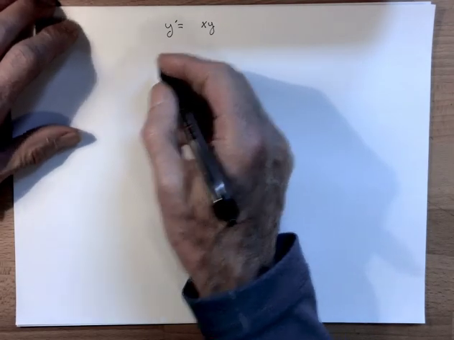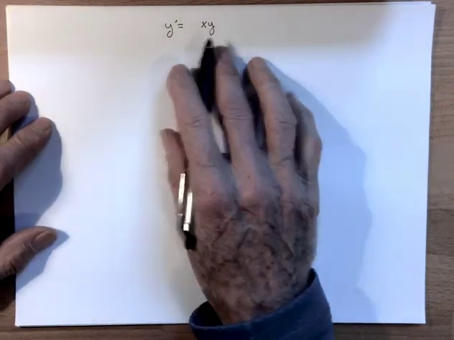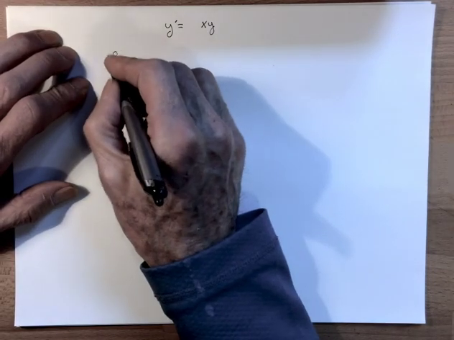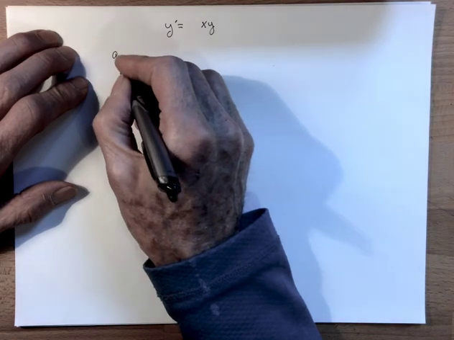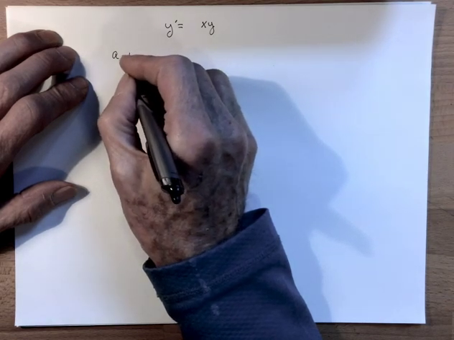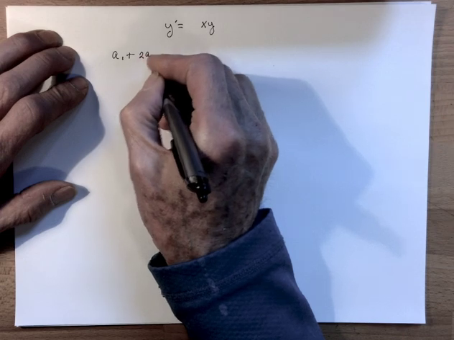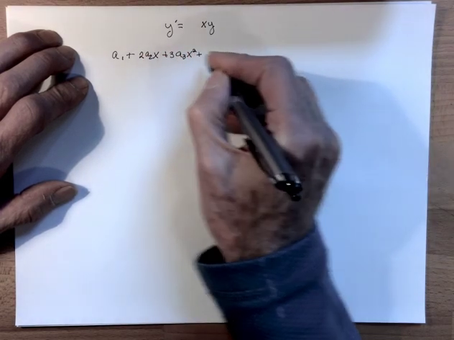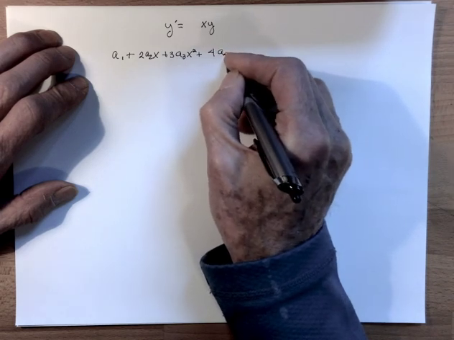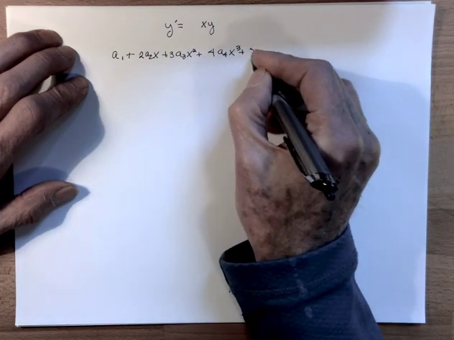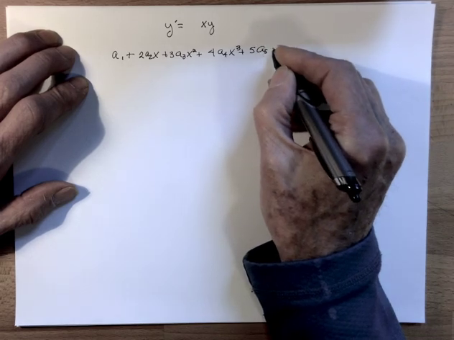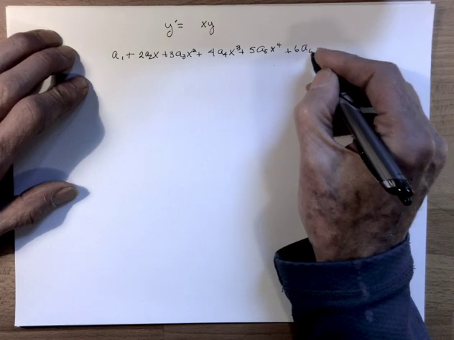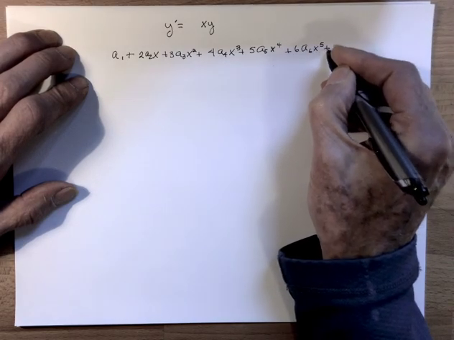We're going to do the same trick as before. We're going to write out y prime. We'll write out y multiplied by x, and we'll set those coefficients equal. Let's see what happens. So y prime is going to be a1 plus 2a2x plus 3a3x squared plus 4a4x cubed plus 5a5 x to the fourth plus 6a6 x to the fifth plus dot dot dot.